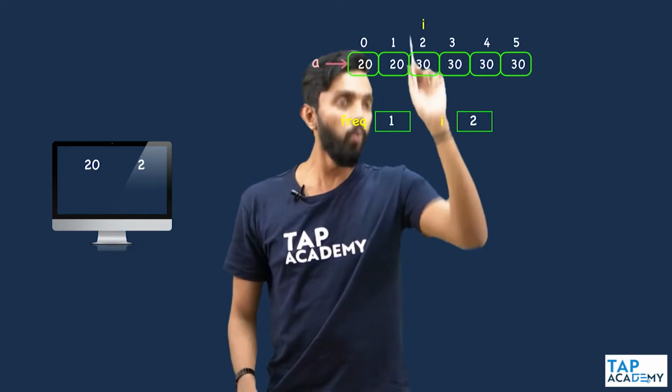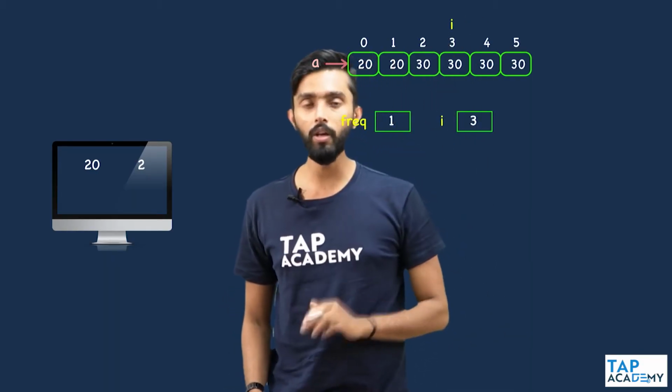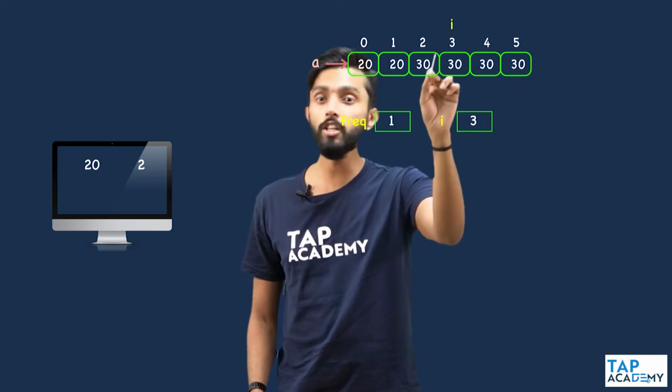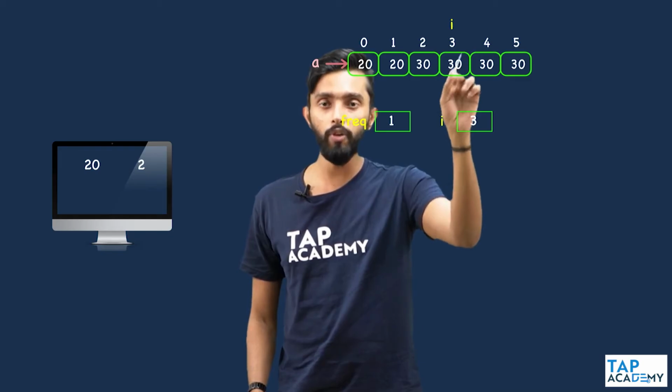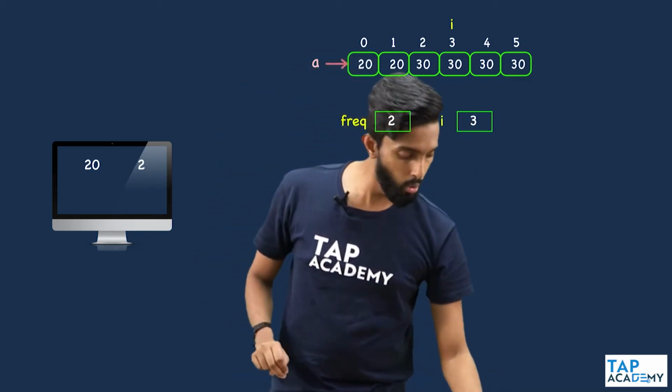Then what to do, sir? Move I forward. You should move I forward. I hope you are able to think. If I move I forward, again I will check: is A of I equal to the previous element? Yes, it is equal to the previous element. If it is equal to the previous element, update frequency. Frequency becomes 2. Move I forward.